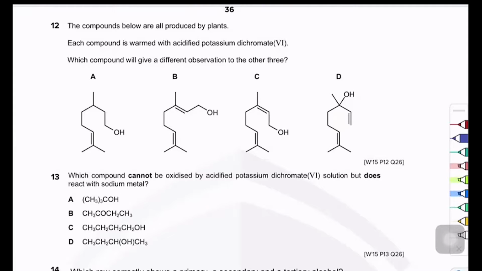So that means, which one is a tertiary alcohol? Because those are the ones that can't be further oxidized. So is it A? It is a yes. So that's our answer.